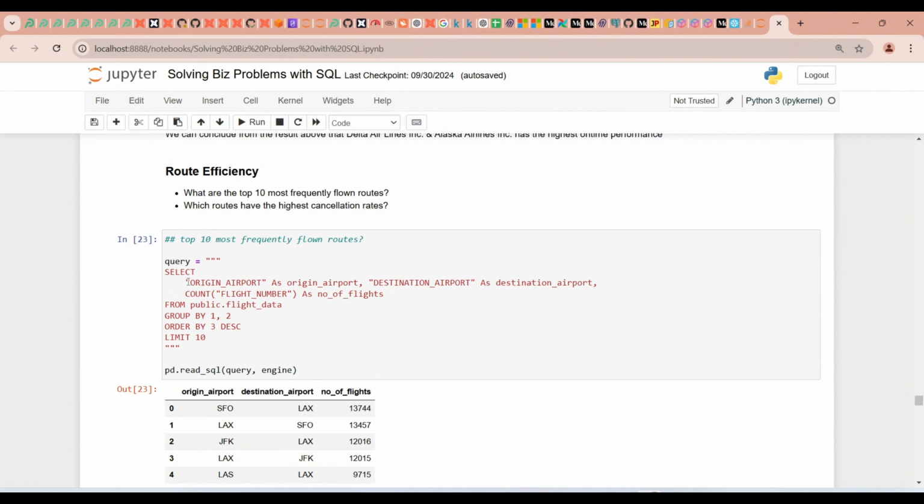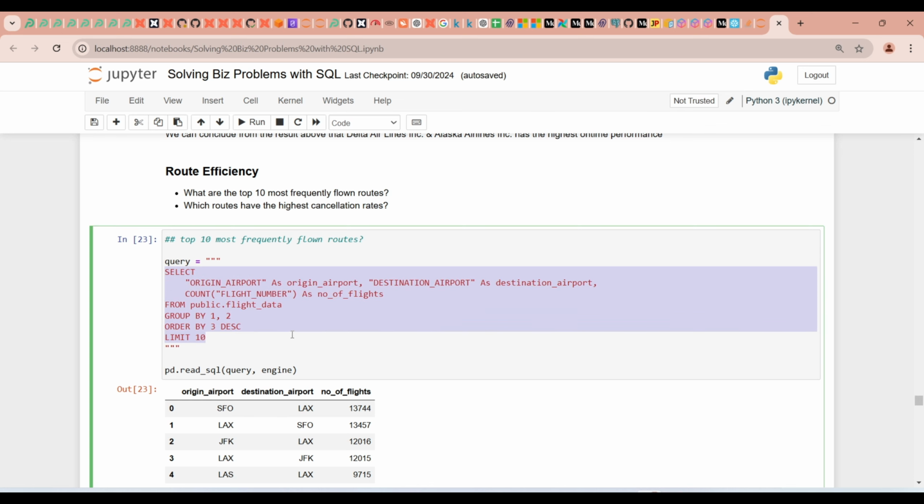Now, to know the top 10 most frequently flown routes, I have to do the number of counts of the origin and the destination airport, the number of times that the flights happen there. Now, if we do just this, it is not sufficient, right?